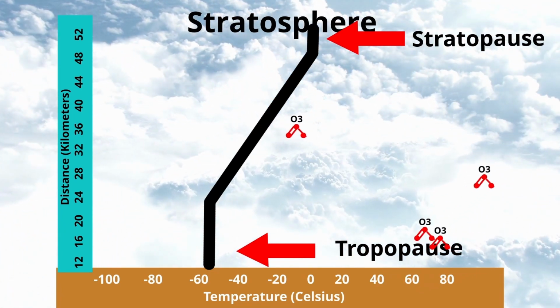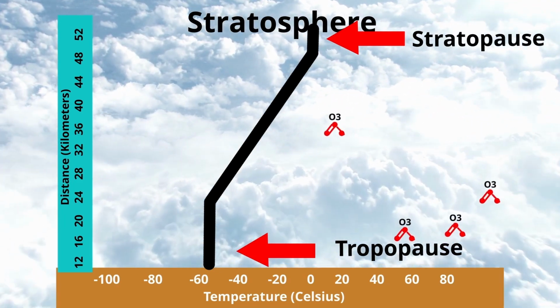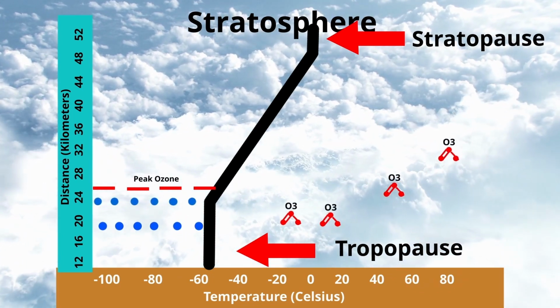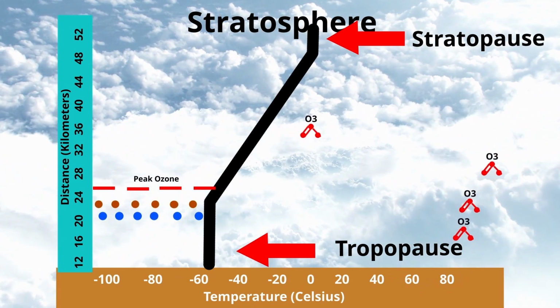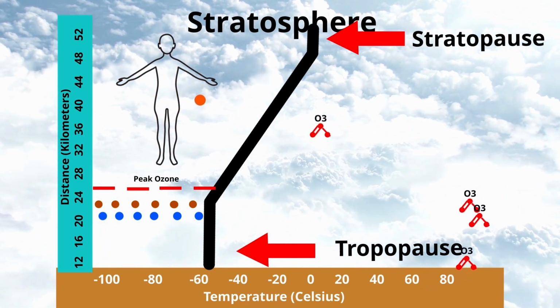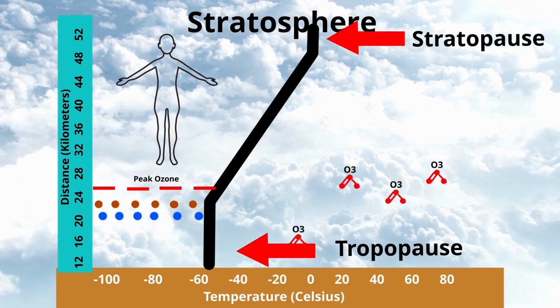Ozone concentrations peak at an altitude of approximately 25 kilometers, although the highest temperature in the stratosphere occurs at an altitude of approximately 50 kilometers. This is because the air is less dense at the top of the stratosphere, therefore the intensity of solar energy is greater on fewer air molecules.